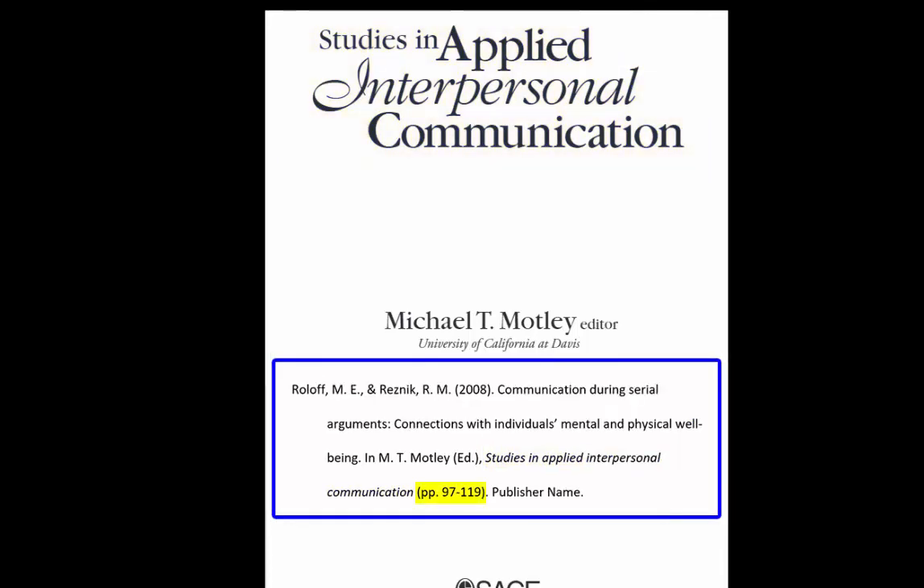After the book title, provide the first and last page numbers for the book chapter in parentheses. The parentheses and the page numbers should be in regular font. Put the abbreviation lowercase pp period before the page numbers. Put a period after the parentheses.